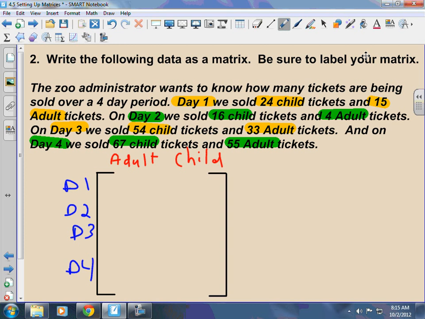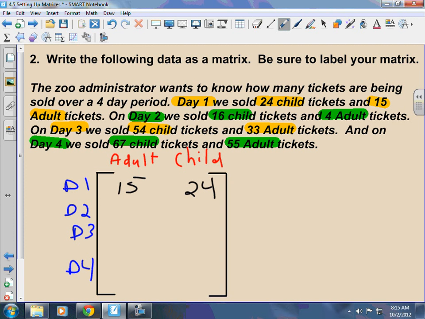Okay, day 1, how many? Oops, look what I should have done. How do they list this? They list child first, then adult, don't they? Yeah. Now, I can put adult first. That's fine. But be careful. How many children tickets did they sell day 1? 24. So that has to go right here. How many adult?